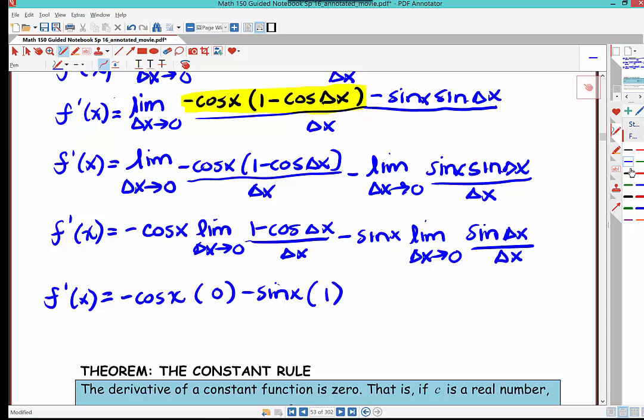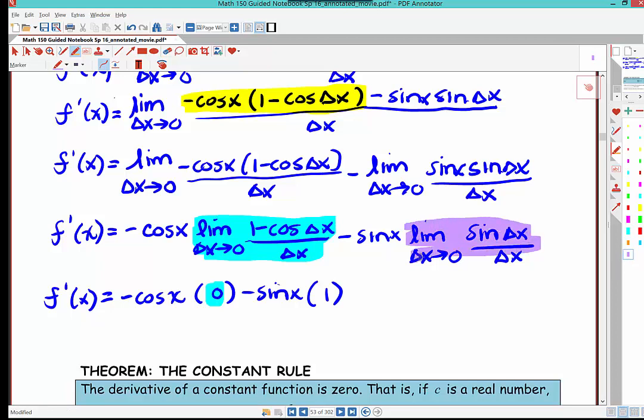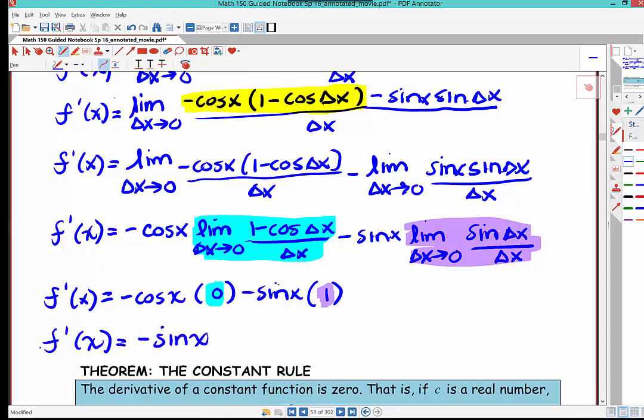Awesome. And so by the special trig limits, for this guy we got 0, and for this one here we got 1. So we'll end up with f prime of x is equal to negative sine at x, and you're done. Great. How'd you do? Awesome.